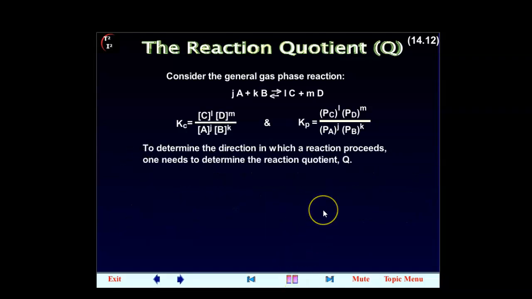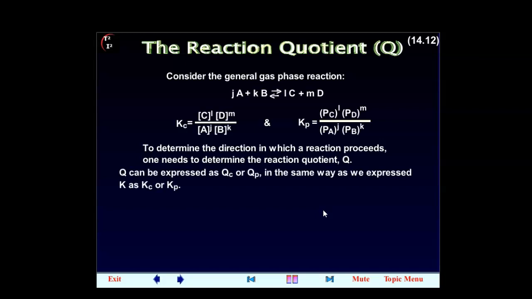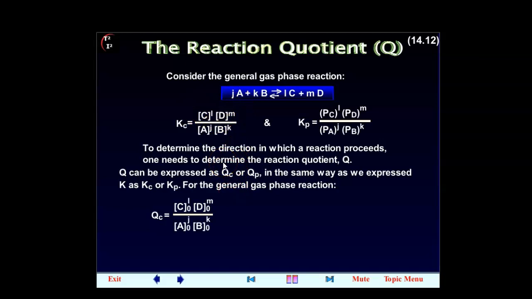To determine the direction in which a reaction proceeds, one needs to determine the reaction quotient, Q. Q can be expressed as Q sub C or Q sub P, in the same way as we expressed K as K sub C or K sub P. For the general gas phase reaction, Q sub C is equal to the initial concentration of C to the power L times the initial concentration of D to the power M, divided by the initial concentration of A to the power J times the initial concentration of B to the power K.